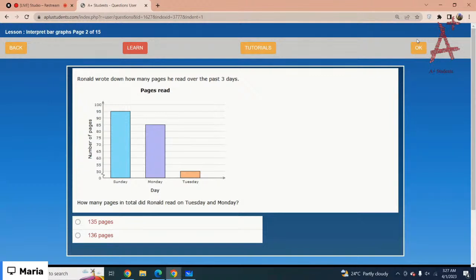Ronald wrote down how many pages he read over the past 3 days. So here is the graph for the number of pages he read. How many pages in total did Ronald read on Tuesday and Monday? Just match Tuesday with the y-axis, it would be 50 on Tuesday, and on Monday it is 85. Got it? So you have to add 85 plus 50. So 85 plus 50 is 135. Got it? So the correct option is 135 pages.